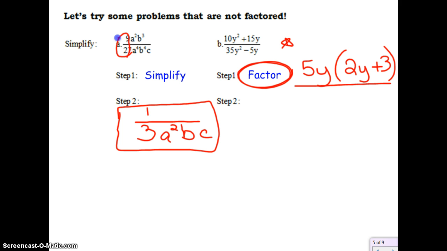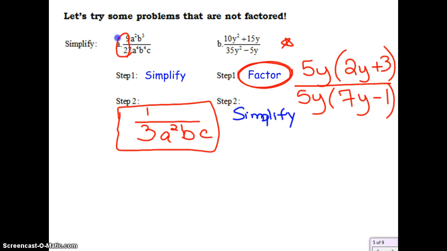To continue my step 1, I also must factor the denominator. Again, 5 and y is in common, so that is my greatest common factor. 7y minus 1 is the rest of my denominator. Step 2 is going to be to simplify. So I basically just have one additional step. Step 2 is to simplify.